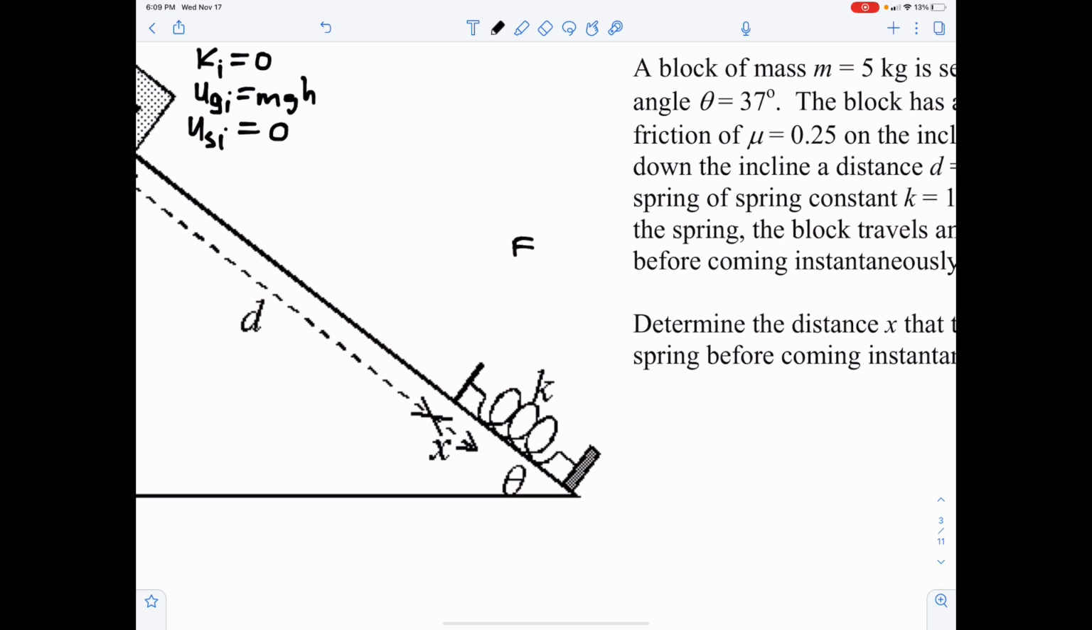If I look at energy final, which is the energy right here when the spring is fully compressed, then your block comes to rest, so kinetic energy final is 0. Your gravitational potential energy is 0 because you're at the lowest point. You're not going to go any lower than the lowest point. And your spring potential energy is 1/2 kx squared.